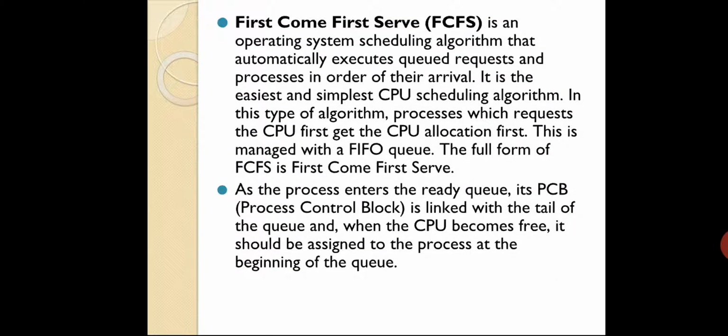It is an operating system scheduling algorithm that automatically executes queued requests and processes in order of their arrival. That is what I just explained. It is the easiest and simplest CPU scheduling algorithm. In this type of algorithm, the process which requests the CPU first gets the CPU allocation first. This is managed with a FIFO queue, the first in first out queue. The full form of FCFS is first come first serve.